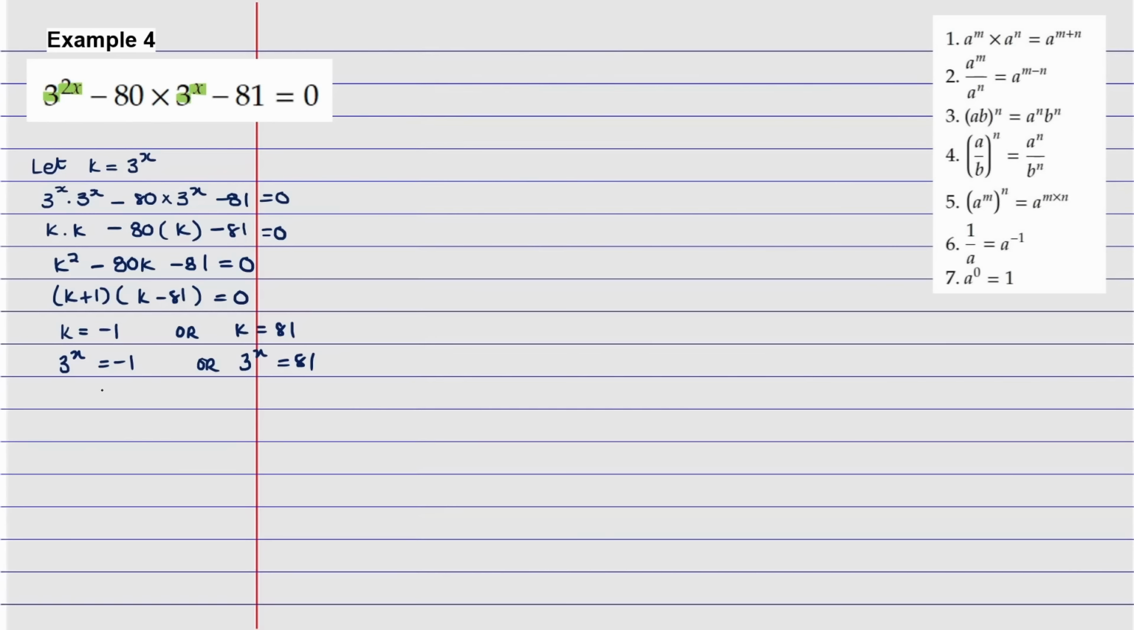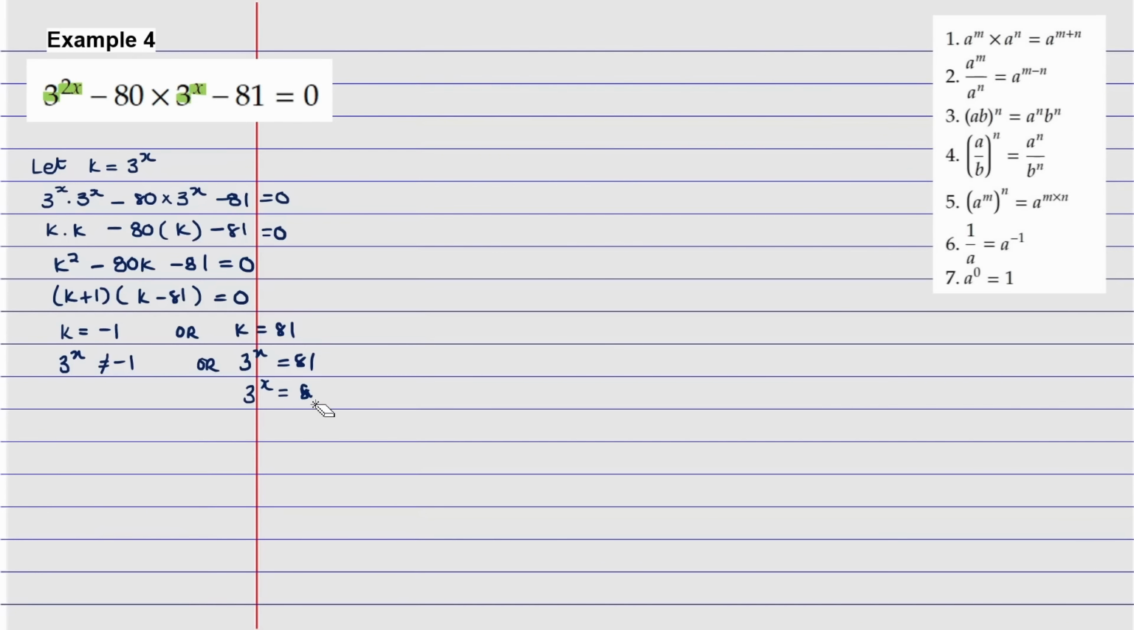Negative 1. So here, 3 to the power x can never be a negative number. So you can't look at it, right? So your answer is going to be here. So it's going to be 3 to the power x is equal to 81, right? Change 81 into a factor. So it's going to be the same as 3 to the power 4.